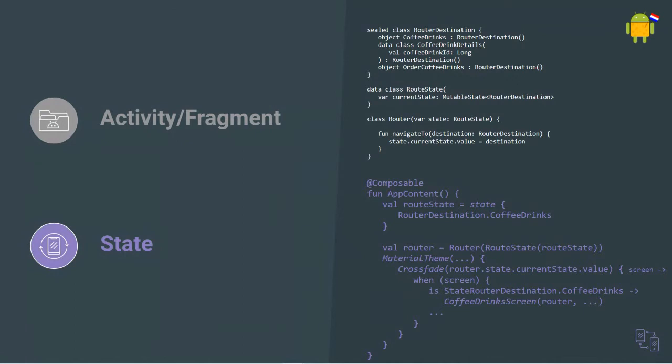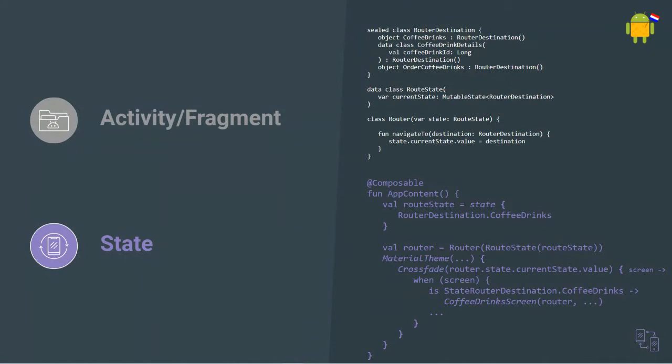So first of all, we need to create the router state. It will be a state of coffee drinks. It's the first screen which we have in the application, because inside the state we have, in this case, the default value. Later on, we create a router and pass our router state object with coffee drinks. It means that by default the coffee drinks screen will be opened.